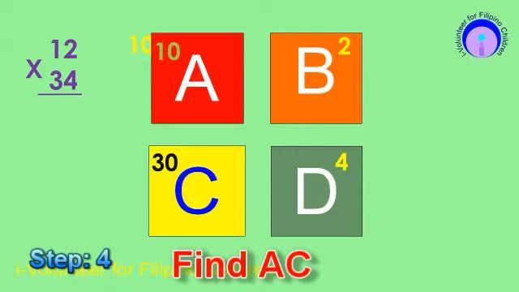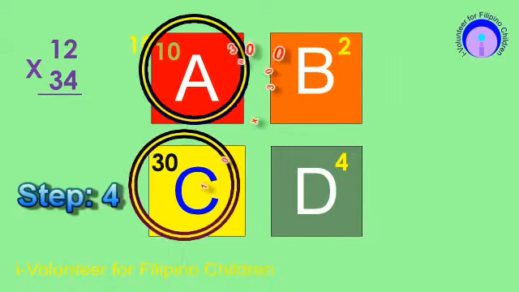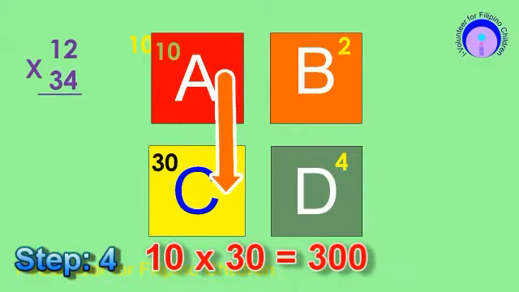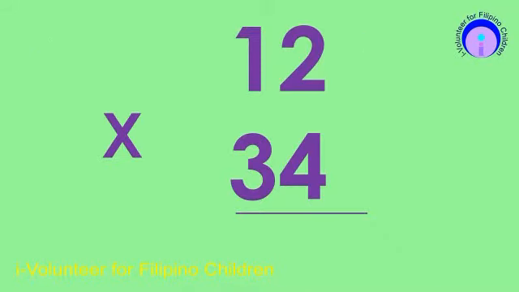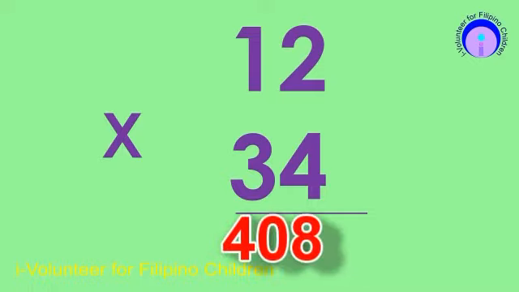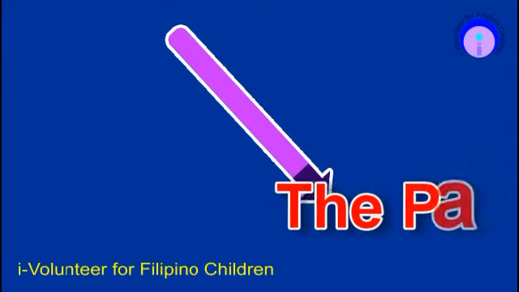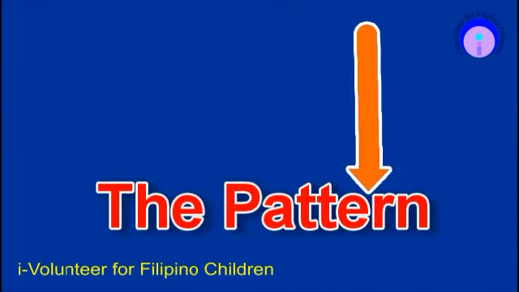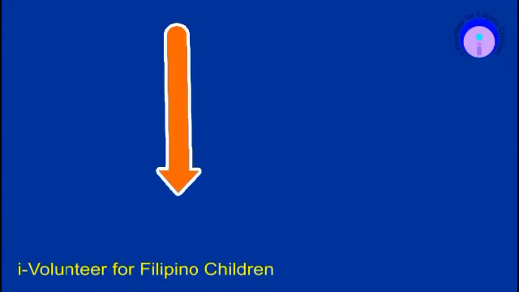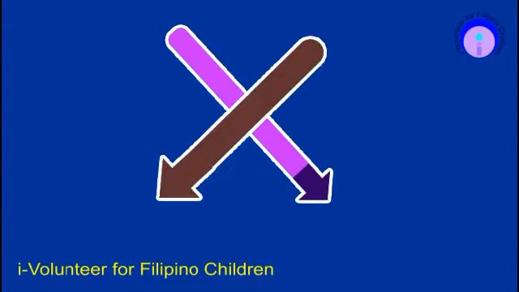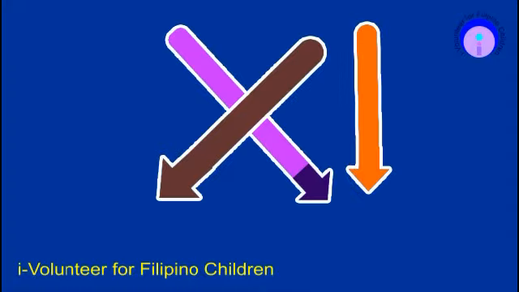Step 4. Find AC. 10 times 30 is equal to 300. 300 plus 108 is equal to 408. Now we have the answer. 12 times 34 is equal to 408. Kindly take note of the pattern in multiplying 2 by 2-digit numbers. Also, we are going to have a new version of the ABCD technique. Watch out for it.